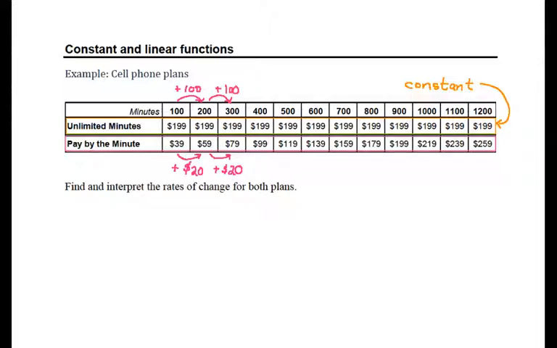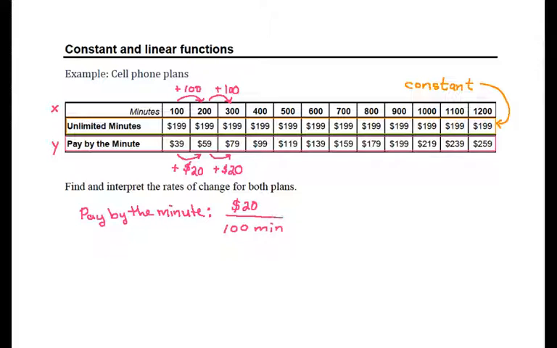So let's look first at the linear, the pay by the minute plan. If we think of the number of minutes as being our x and the cost as being y, then our rate of change is going to be the change in y divided by the change in x, which turns out to be $20 divided by 100 minutes.